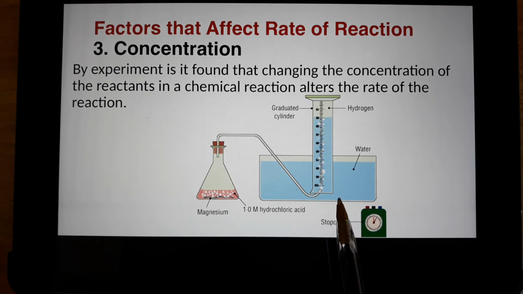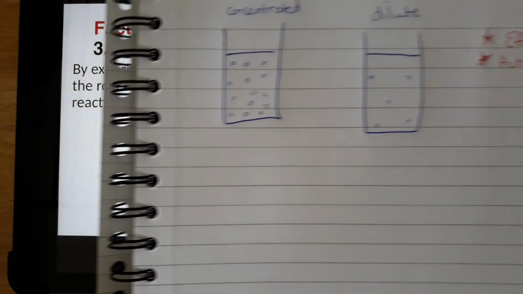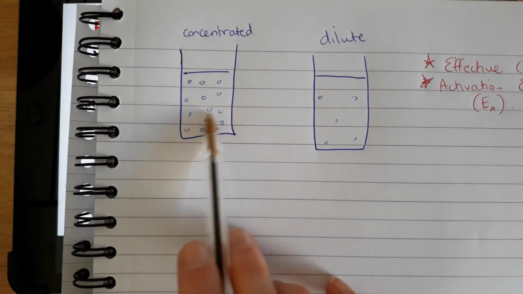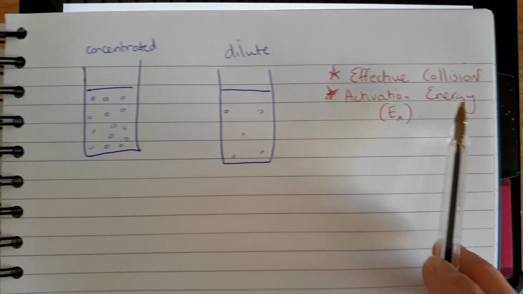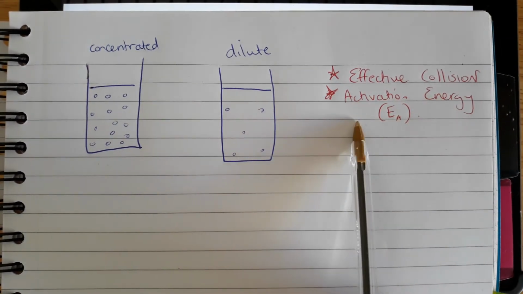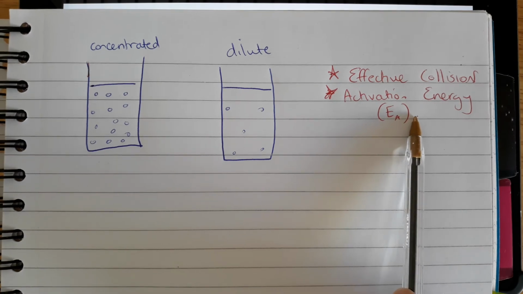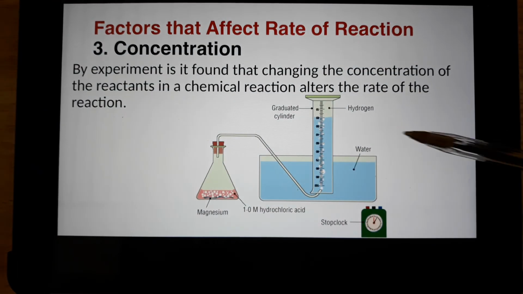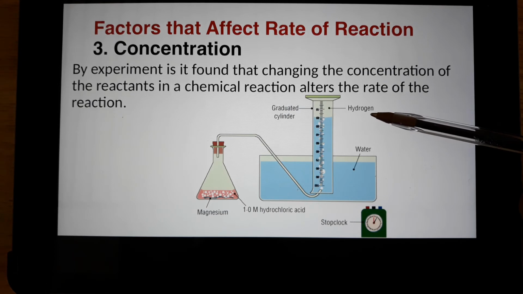If I was to repeat this experiment again, instead of using 1 molar hydrochloric acid, I use 10 molar hydrochloric acid, 10 times as concentrated as this acid. I would expect that reaction to happen 10 times faster. Why? Because in my reaction vessel, I have a lot more hydrochloric acid molecules, therefore a lot more collisions, more likely to have more effective collisions, more particles reaching activation energy, therefore more product being produced at the end.